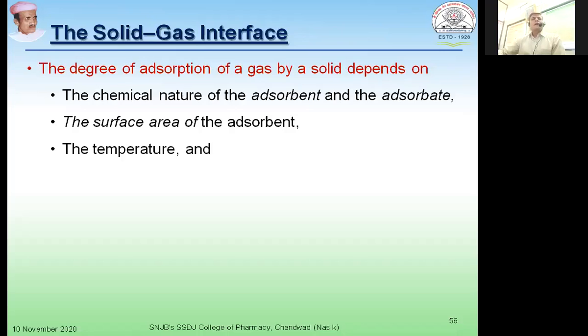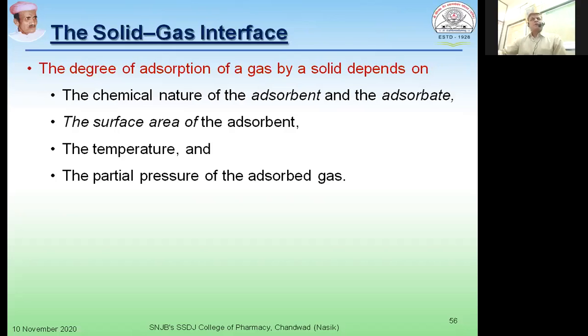Third important factor is the temperature. Temperature decides the rate at which the adsorption can take place. And fourth important factor is the partial pressure of the adsorbed gas. So there are two different types of adsorption that can take place onto the solid surface.